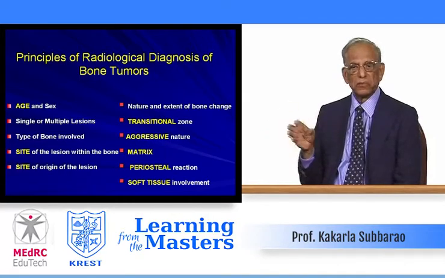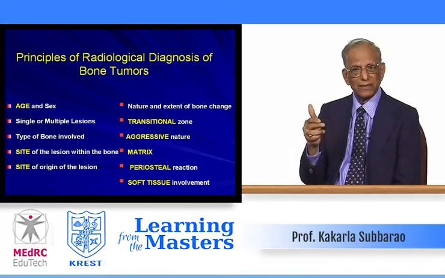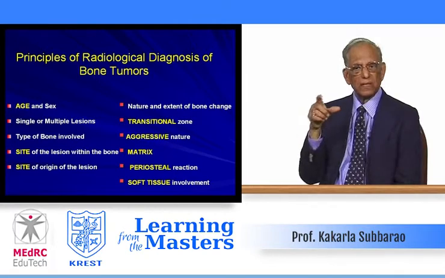because some benign lesions could be very aggressive, breaking the cortex, producing soft tissue swelling, pathological fractures. Transitional zone, that is, between the normal bone and the abnormal bone. The zone between these two, is it wide? Is it narrow? Often in benign lesions, it is narrow, whereas in malignant lesions, it is wide.